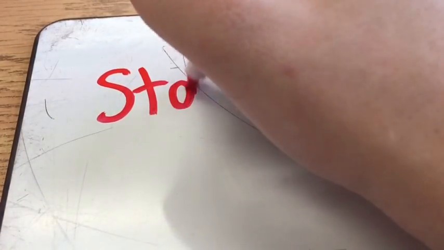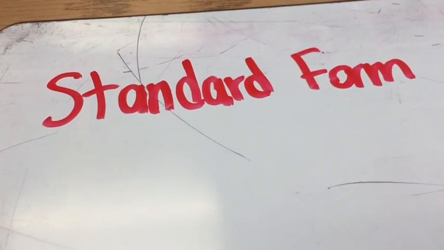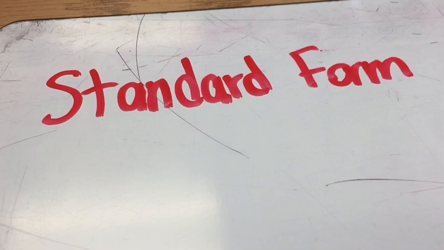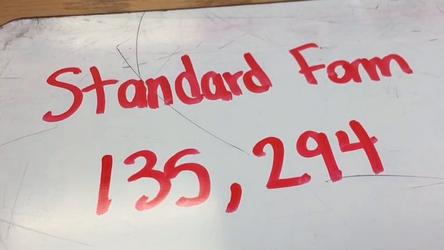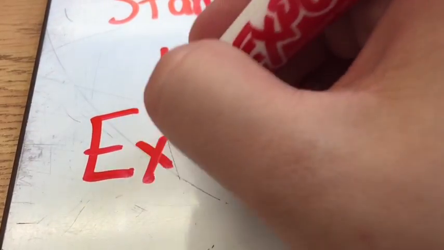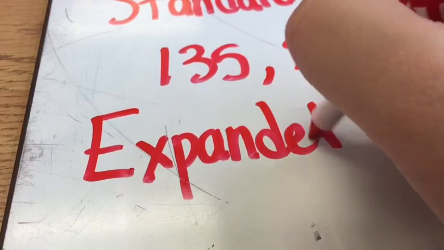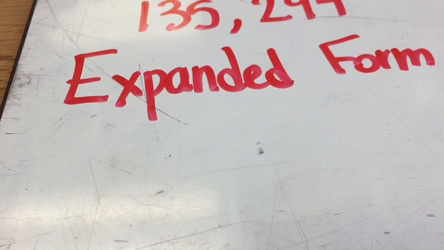So the form we are most used to is what we call standard form. And standard form is a fancy way of saying the numbers the way that we would naturally see them. So this number, when written out as 135,294, is how you show it in standard form. Another way of showing a number is through expanded form. And what expanded form means is that you take the number and you break it apart into each place value and you list them separately by addition signs.